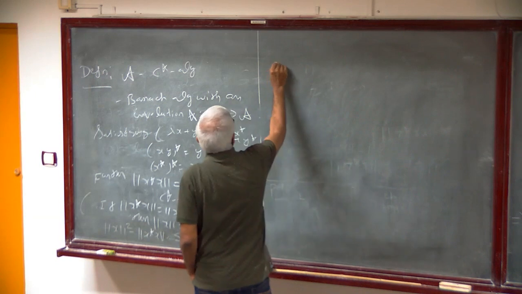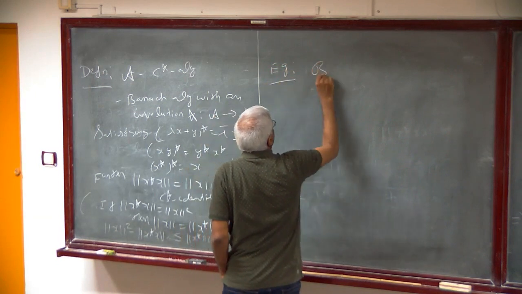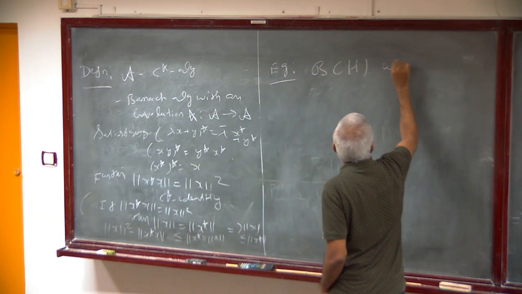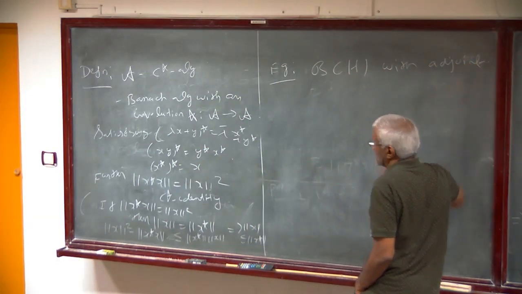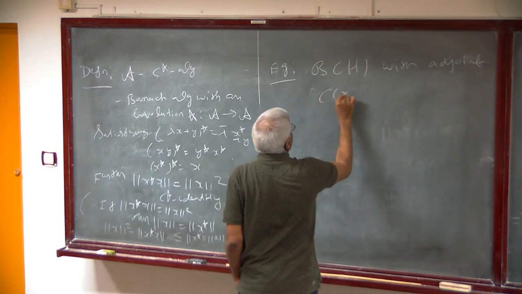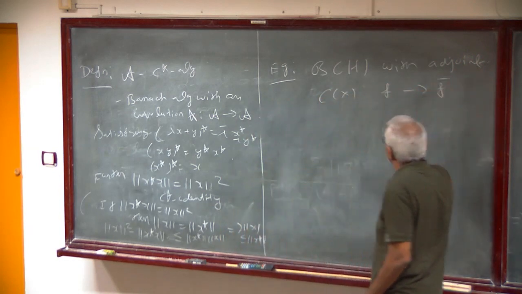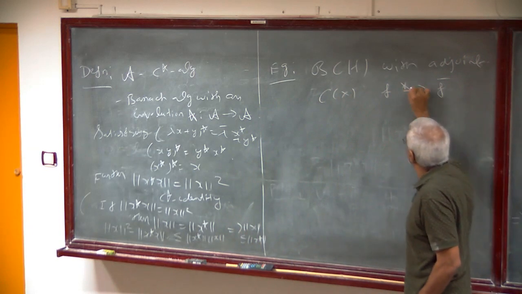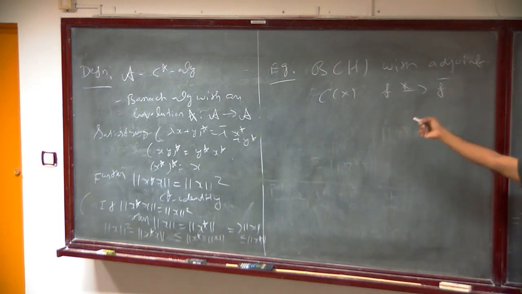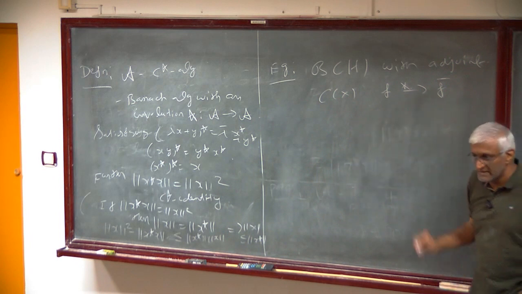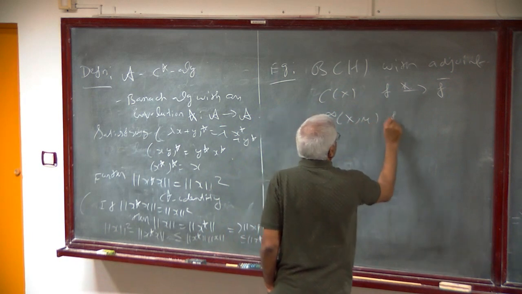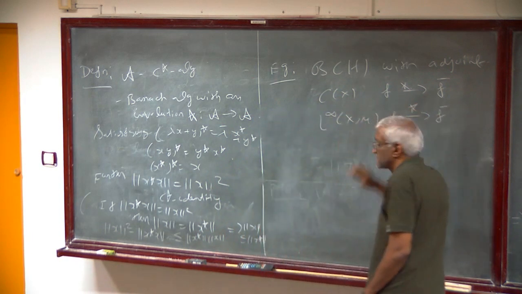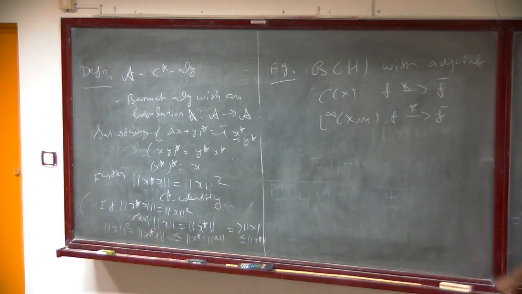So examples of C star algebras, these are the examples we will work with: B of H with the usual adjoint operation, or C of X with f going to f bar. This is the star operation. The star operation in B of H is the adjoint, and in C of X we will have just the bar. Or we will take L infinity, where also f goes to f bar. These are the three C star algebras we will work with.